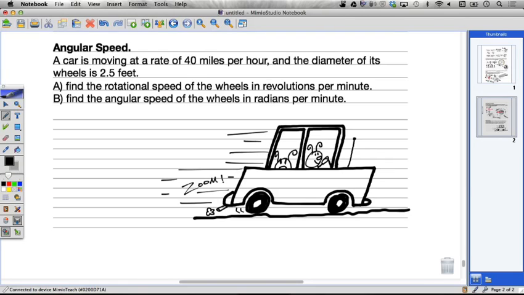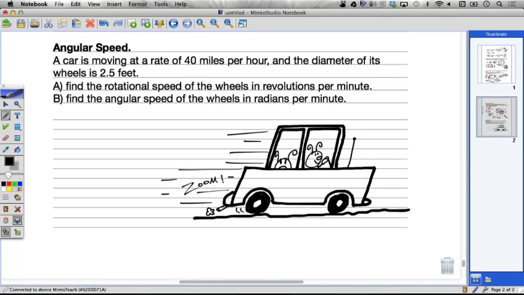A car is moving at a rate of 40 miles per hour, and the diameter of its wheels is 2.5 feet. Find the rotational speed of the wheels in revolutions per minute. How fast are those tires spinning? Take a minute and think about that.